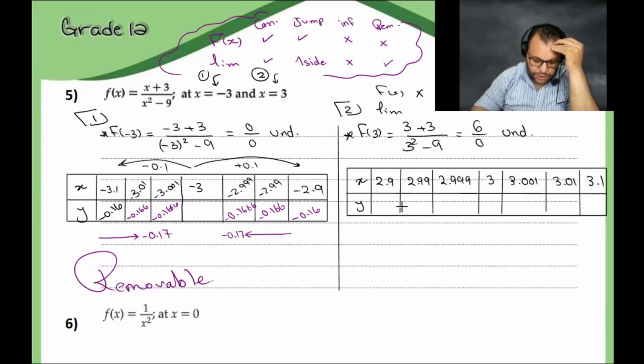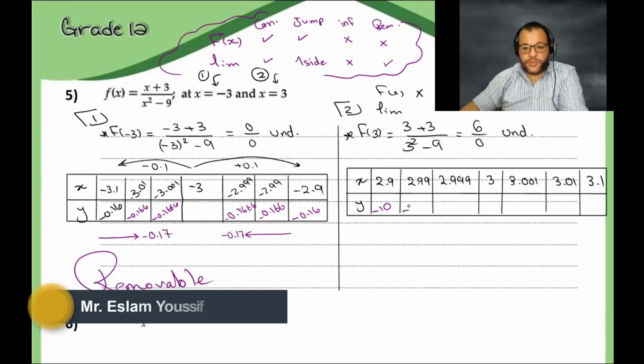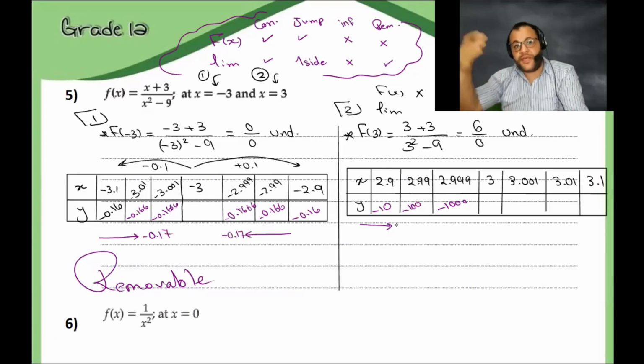That would be 2.9. Check your answer. Put it inside the brackets, please. I got negative 10. Okay. Now, if you make it 2.99, what is the answer? Negative 100. It means the next one would be negative 1,000. That means it's going 10, 100, 1,000, then 10,000, 100,000, a million. Negative infinity.